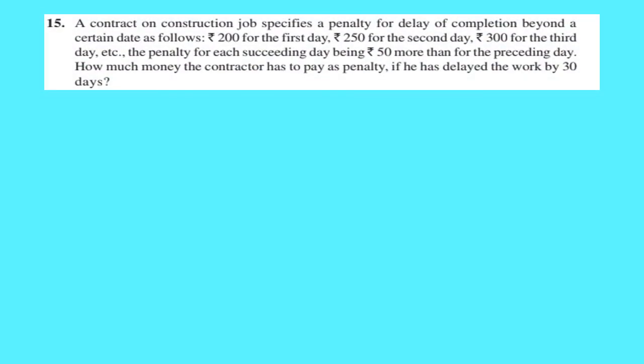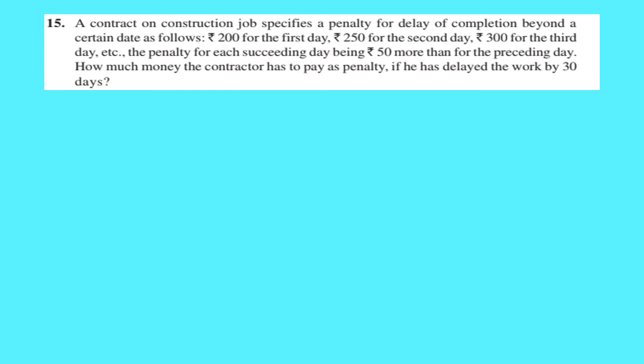Question number 15. A contract on construction job specifies a penalty for delay of completion beyond a certain date as follows: rupees 200 for the first day, rupees 250 for the second day, rupees 300 for the third day, etc. The penalty for each succeeding day being rupees 50 more than for the preceding day. How much money the contractor has to pay as penalty if he has delayed the work by 30 days?